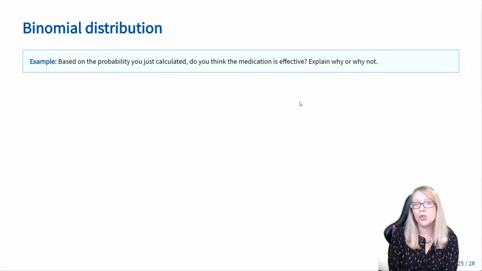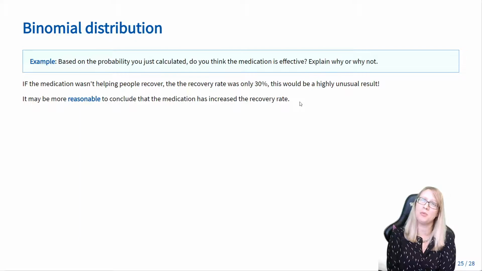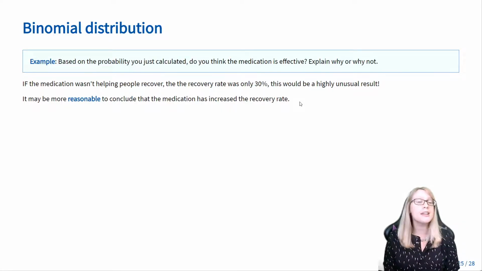So do we think that the medication is effective based on this? Well, if the medication isn't helping people recover, then the recovery rate would only be 30%, and it would be very unlikely to observe 9 out of 10 recovering. Maybe it's more reasonable to conclude that the medication has helped. This would certainly be a more likely result if the probability of success p were in fact higher.